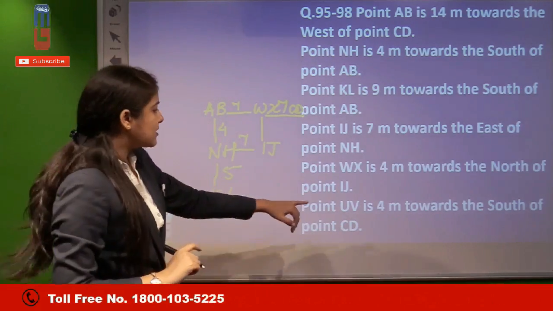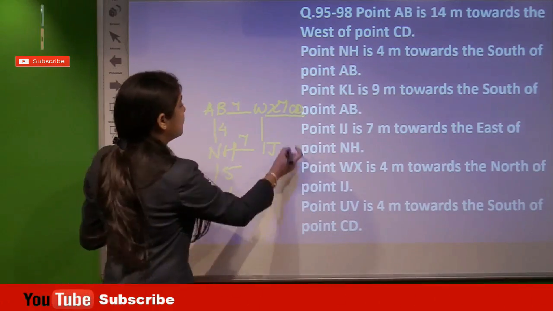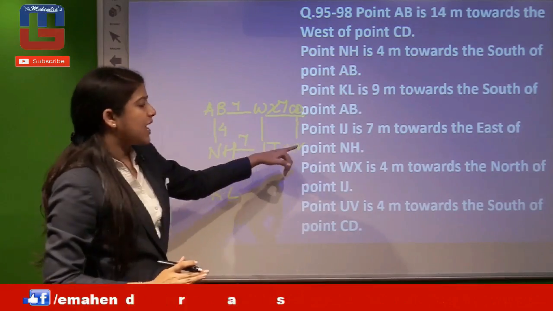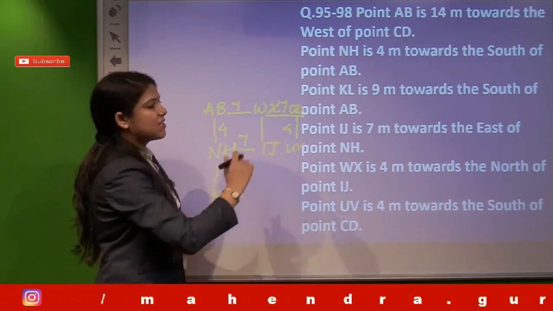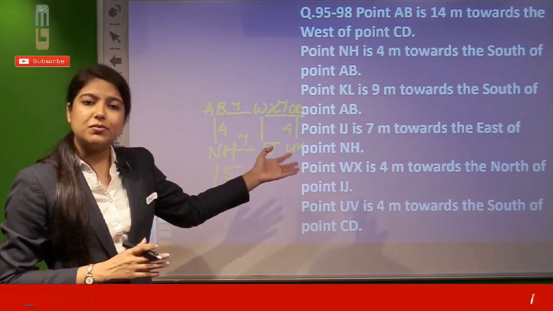So now the last condition: point UV is 4 meters towards the south of point CD. That means UV will definitely be in line with NH, IJ, and this again UV. And the distance would be 4 meters, as it is given. So this is our direction based puzzle arranged from the given conditions.